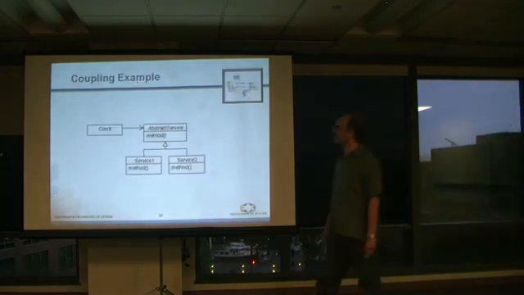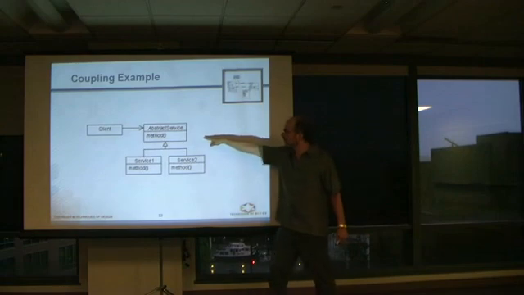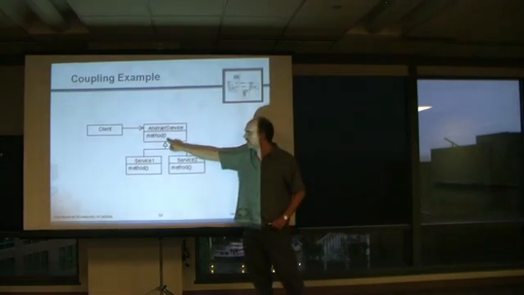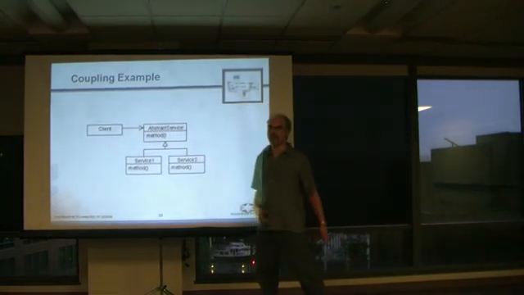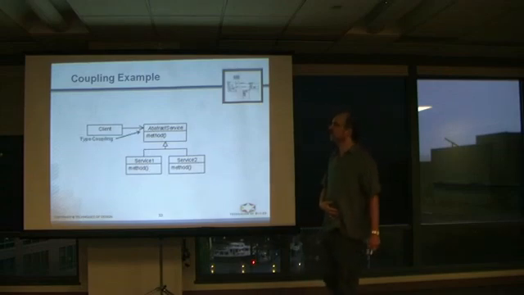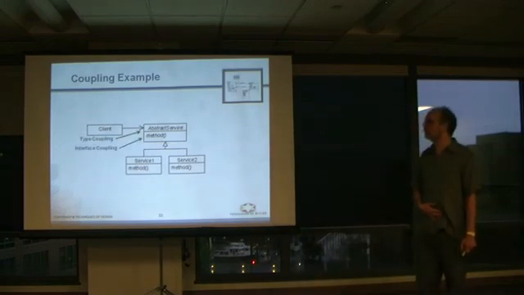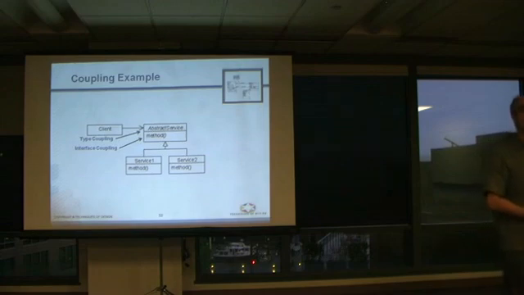Here's a little graph to show you this. The client is talking to this abstract service, which has this abstract method called method, and we have these different implementations of method. We would say that there would be type coupling from the client to the abstract service, as well as interface coupling because it's calling the method.